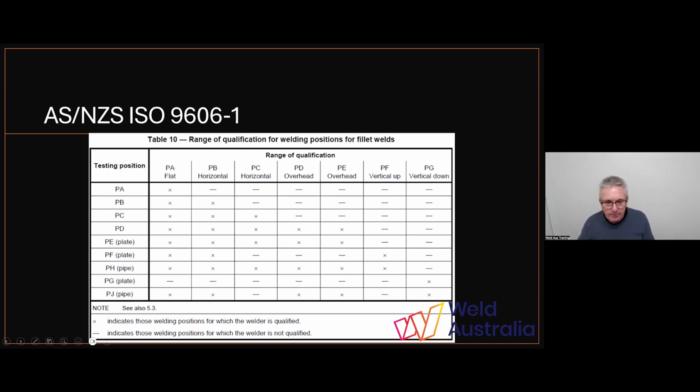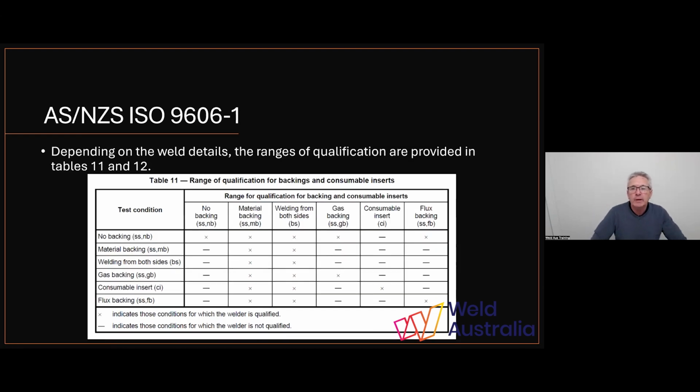And then we have another table, and this is depending on your weld categories. The range of qualification is provided in tables 11, 12. When we look at the designation, they'll often write it right at the top, and we'll see it as we go through the document. If we've done a butt weld with no backing, in other words, full penetration, we should see this on the designation. We should see in brackets SS NB.